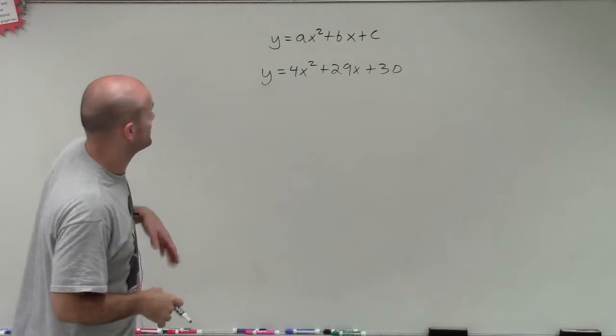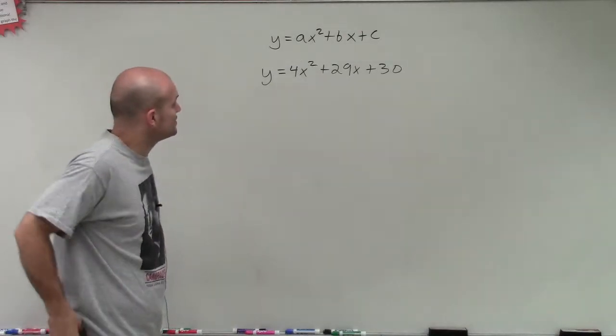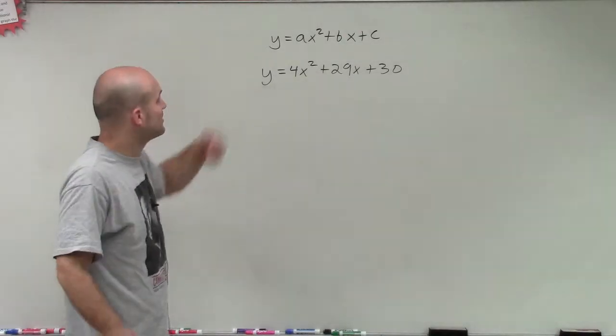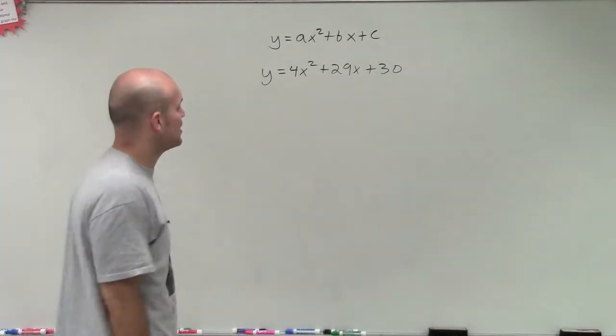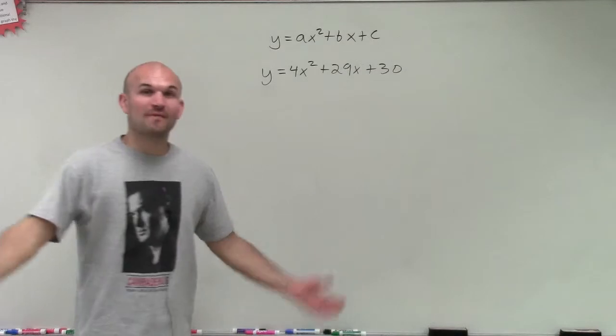Welcome. So what I'm going to do is show you how to factor this equation, or actually solve by factoring, when we have y equals 4x squared plus 29x plus 13. What we're going to do for this one is what we like to call the box method.